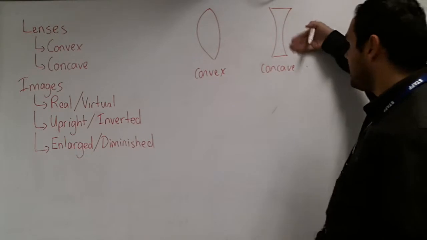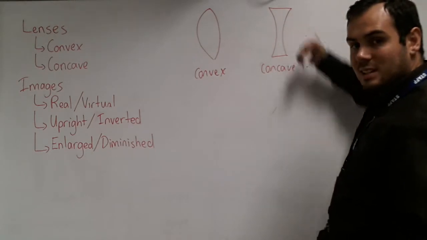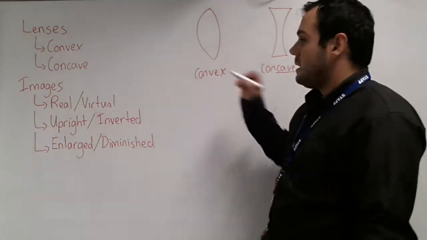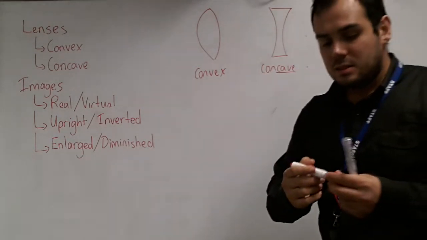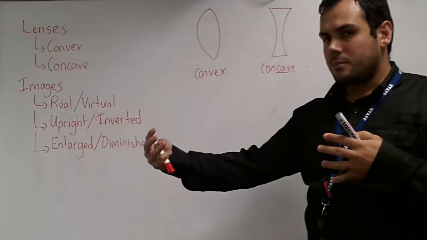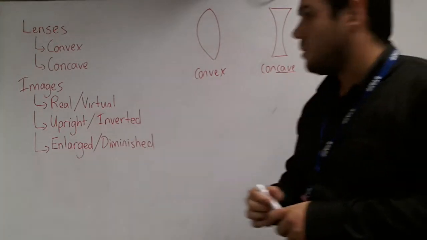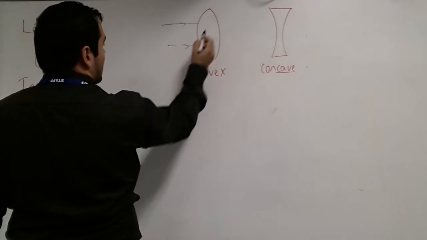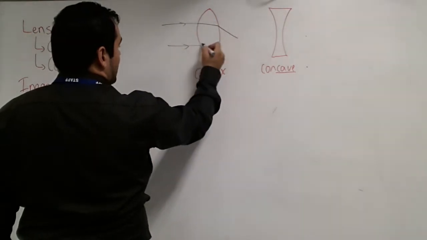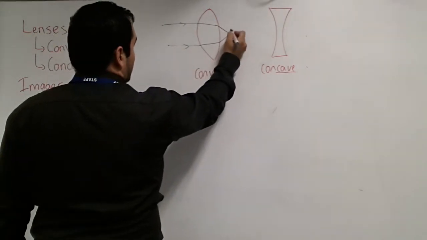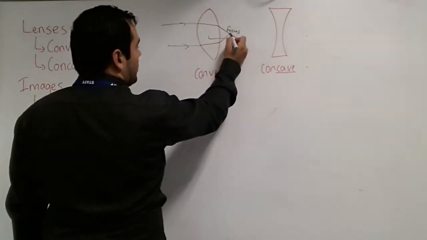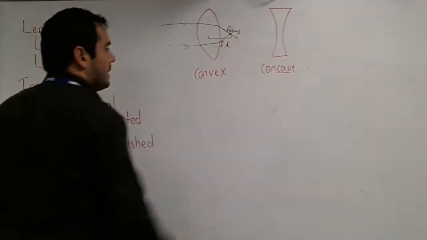Concave. So it's caved in. You can see that it's caved in. That's a good way to remember it. So the convex lens. Why do we even care about lenses? It's because they do different things to light. So if I've got light rays coming in from an object from a long distance, your convex lens is going to focus them. That's your focus, and that would be your focal length.